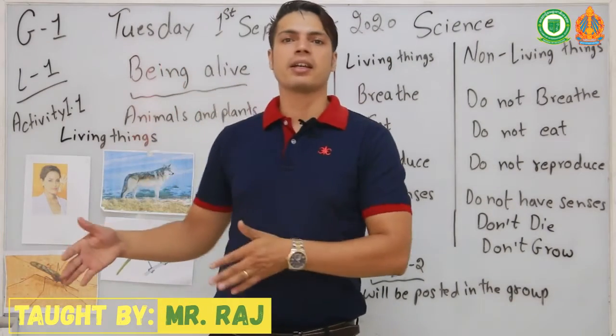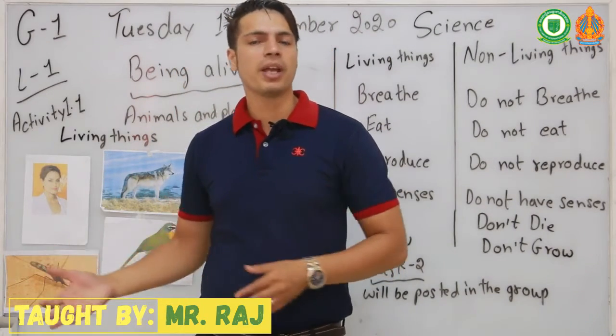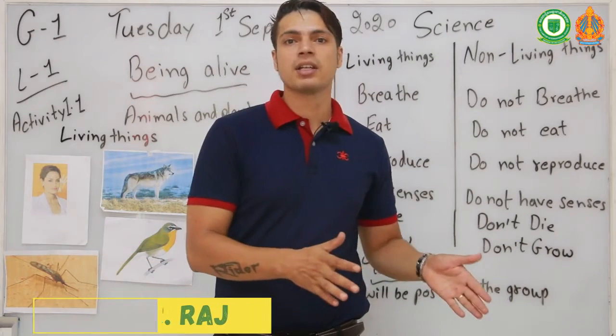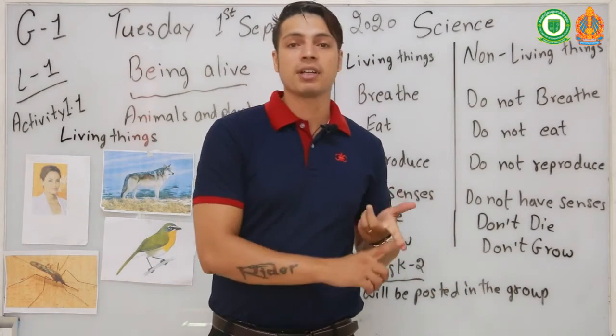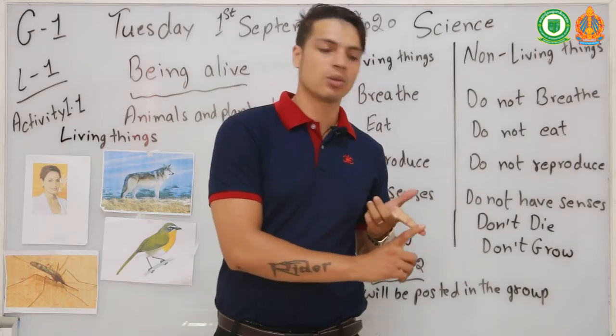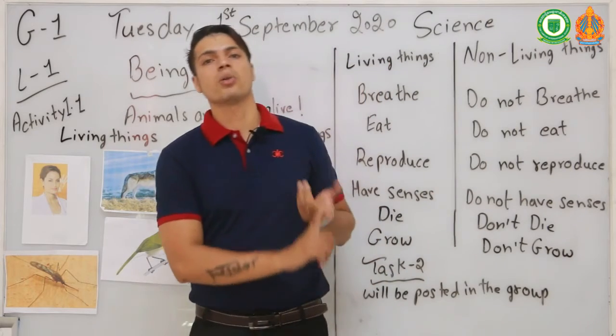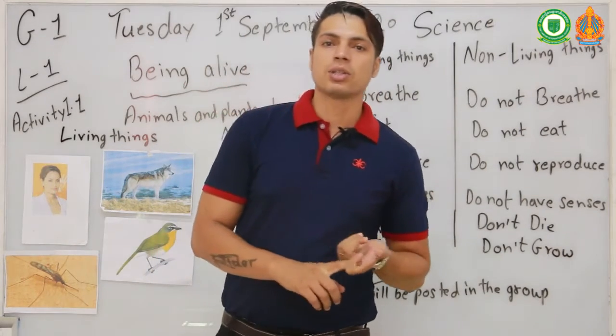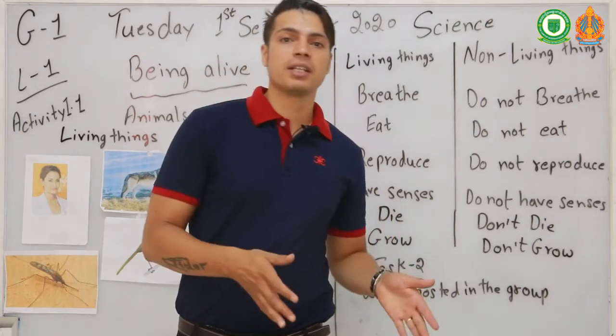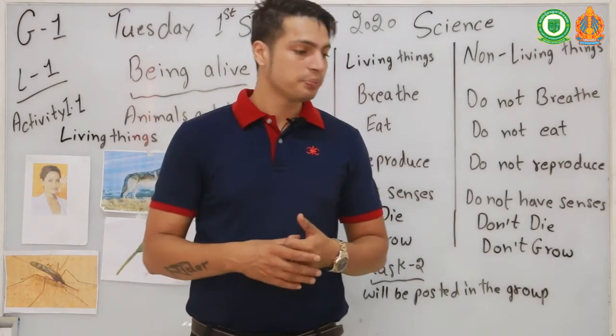Today we are learning about being alive, animals and plants alive. We are learning about living and non-living things, okay. Living things can eat, breathe, grow big and reproduce, but non-living things cannot do anything. Non-living things don't grow big, they don't breathe, they don't need food, okay. These are the differences between living things and non-living things, okay.